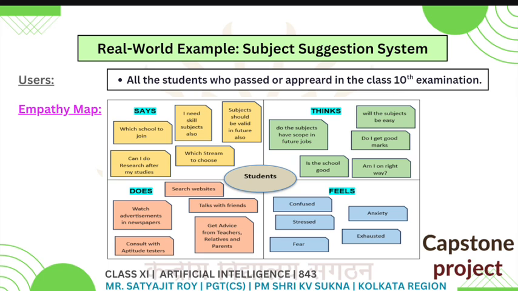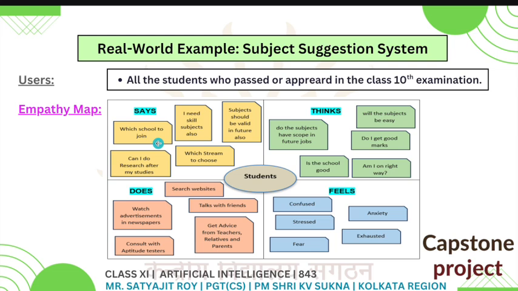So once we have selected our users, now we will do what? We will create an empathy map for these users. We will talk to different students and see what they are thinking, what they are saying, what they're feeling. So the four quadrants, if you remember. As you can see, these are the things that we have found while doing the research on the users.